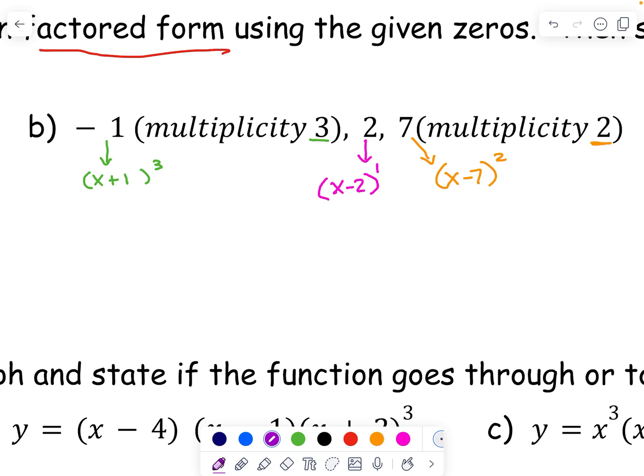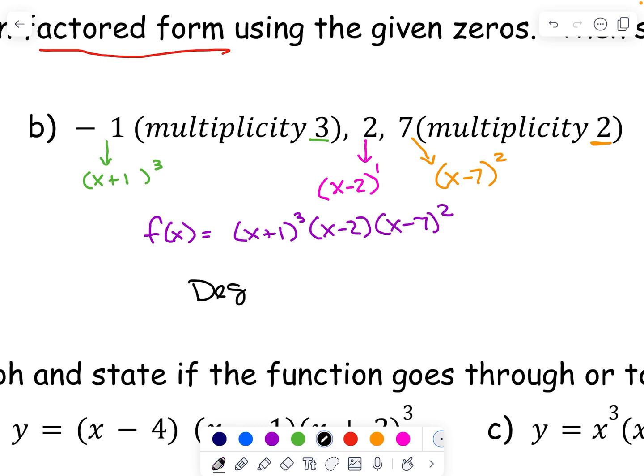So our function would look like (x plus 1) cubed, (x minus 2), and (x minus 7) squared. And when we talk about the degree, because all of those factors are linear, it's just going to be these exponents. So 3 plus 1 plus 2, so that is 7. Okay, cool.